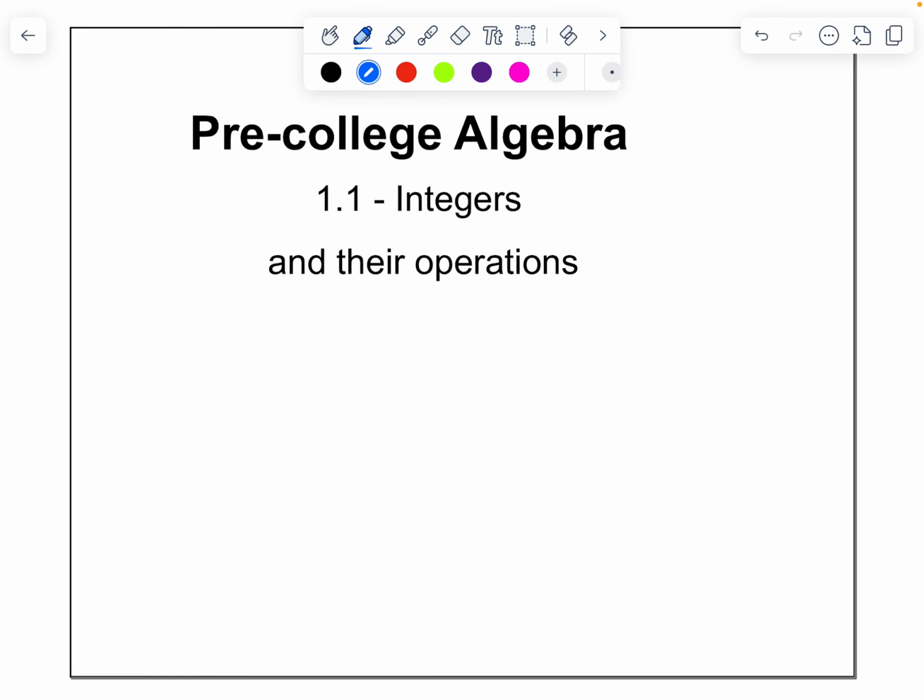Where we're going to start in this class is talking about integers, operations, and just solving regular linear equations, I should say. So here in section 1.1, and we're going from 1.1 all the way through section 1.6 today, we're talking about integers and their operations. So the first thing we need to talk about is what is an integer, and then we're going to talk about the ways that we can combine those.